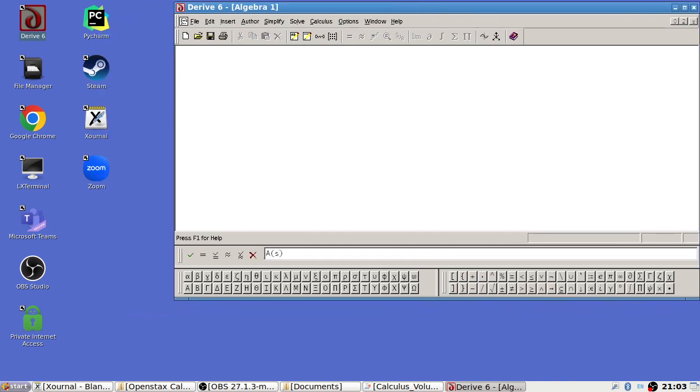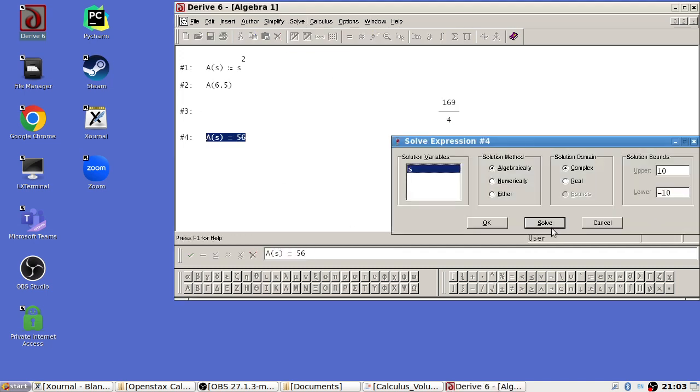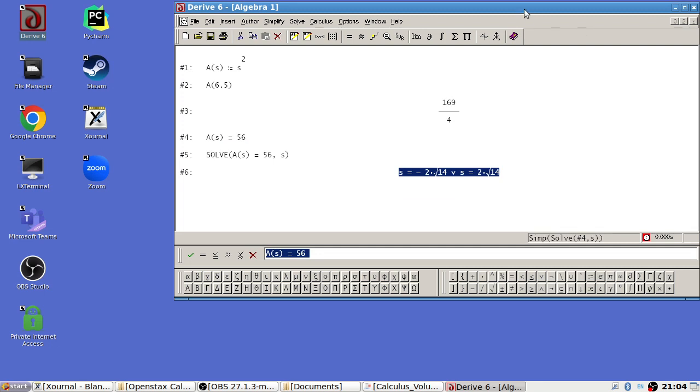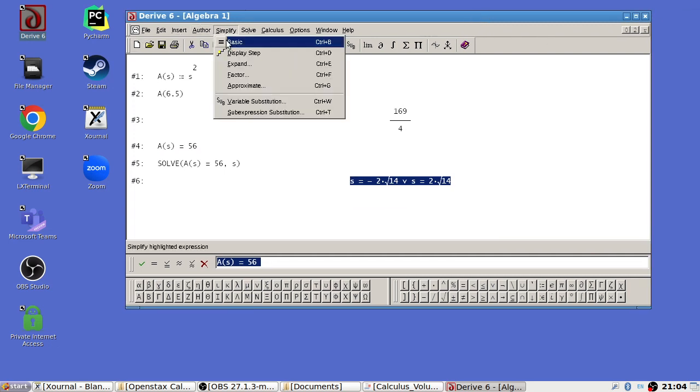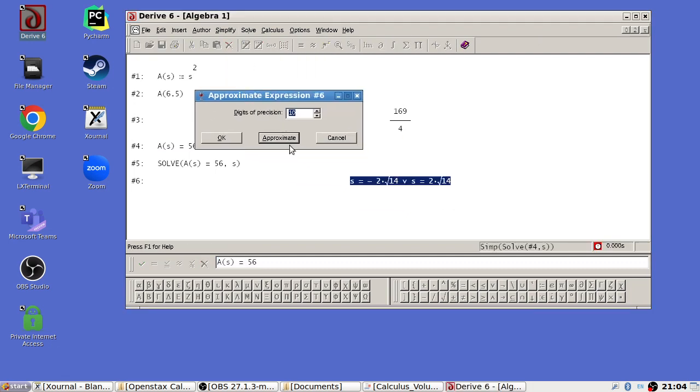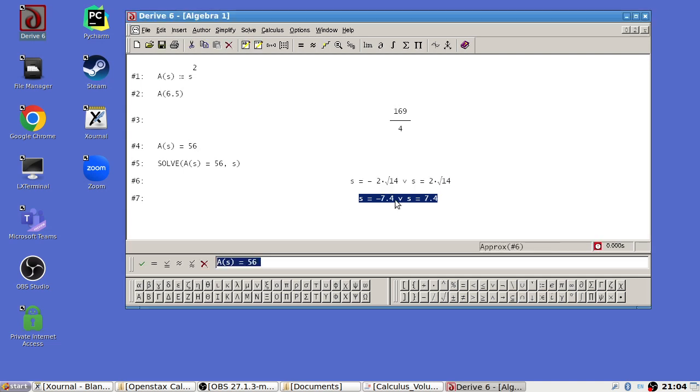I think we can define it as A(S) equals S squared. And we want to calculate A(6.5). And then finally, we want to solve A(S) equals 56. I want to solve this expression numerically. No, I mean algebraically. But we want to approximate it. Two significant figures. And obviously we reject the negative answer. So only accept the 7.4.